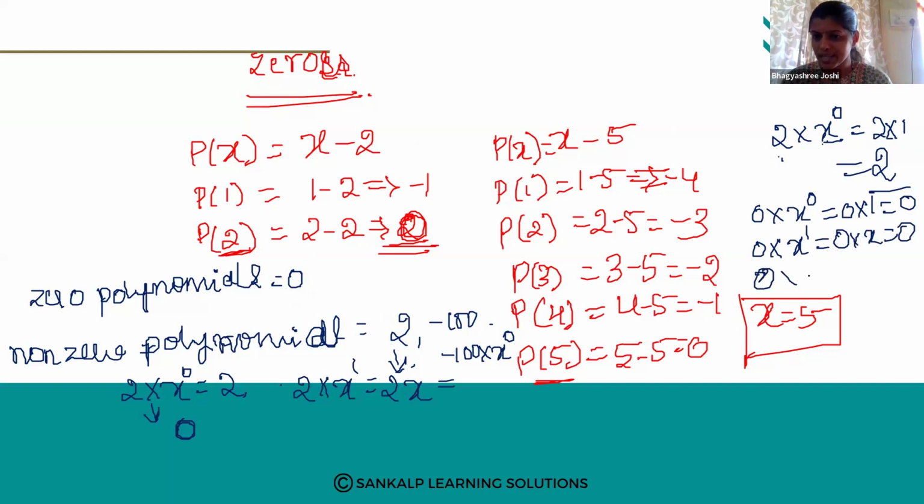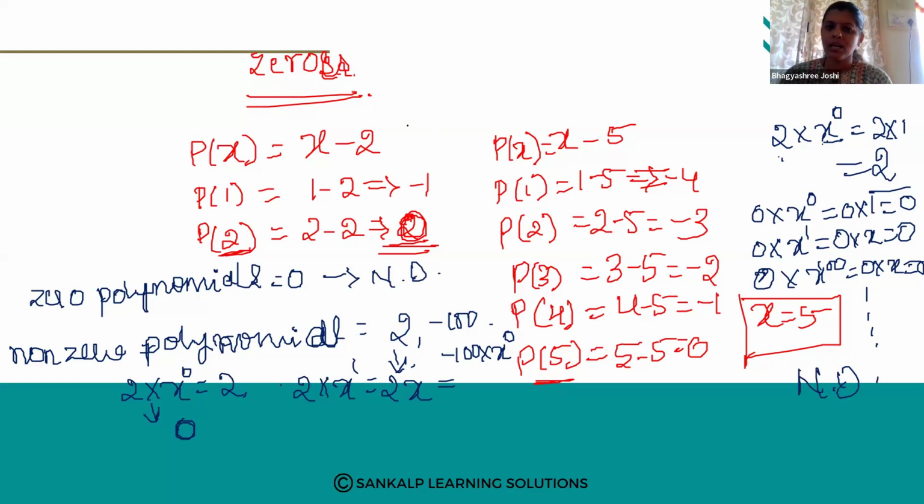If I do 0 into x raised to 100, what will I get? Then also I will get 0 only. So that means if I multiply any number with 0, I will get 0 only. So here we can't define the exact degree of the polynomial. So this is called not defined, ND. So the degree of the polynomial is ND. Remember, this is also very important.